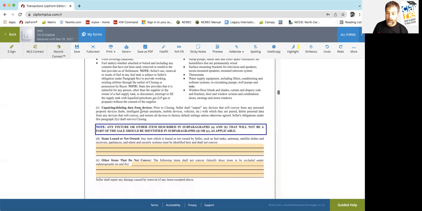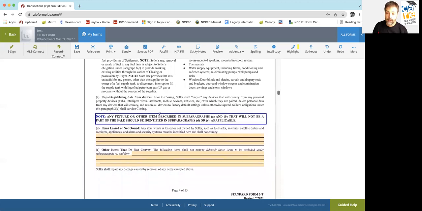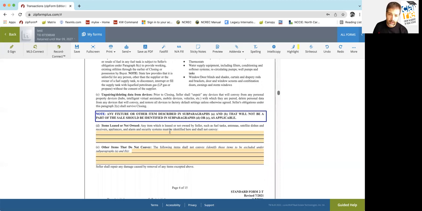We now have this new paragraph of unpairing devices. So if you have smart devices in your home, Nest thermostats, security cameras, etc., please make sure that they understand contractually they are obligated to unpair them, meaning they can no longer monitor the people in their new house after they move in. That's just creepy. So unpairing those devices is a requisite per the contract.